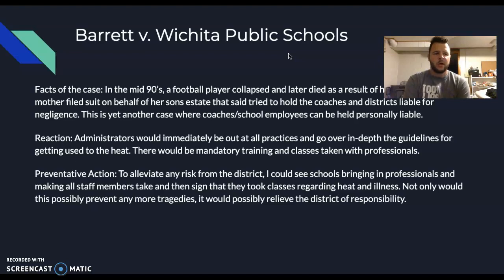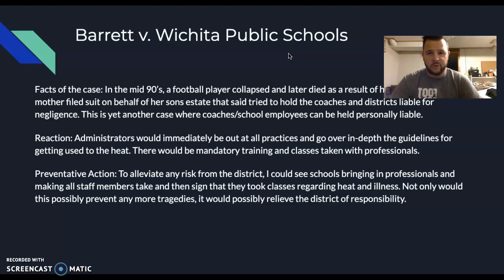And this is yet another case, like I said, where coaches or school employees can be held personally liable. And this is, I think, the point, at least, that I'm going to take from this lesson, is that you're not immune, and nobody should ever think they are if they're a teacher, because there are situations like this all the time where individual teachers are singled out for their negligence. So as a reaction, administrators would immediately be out at all practices.